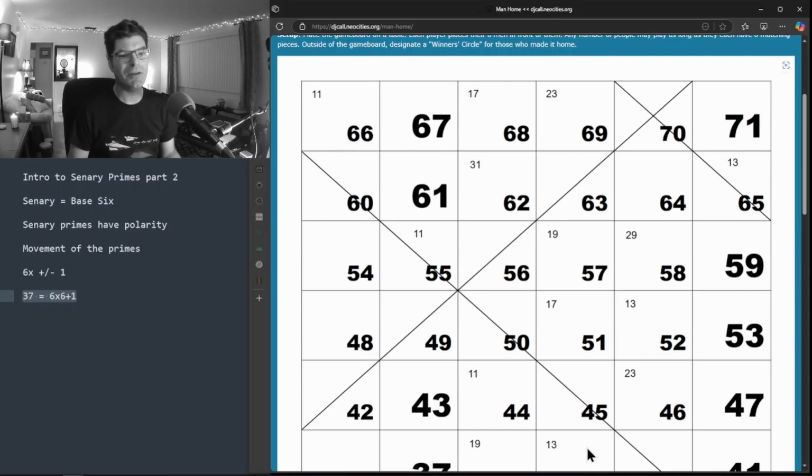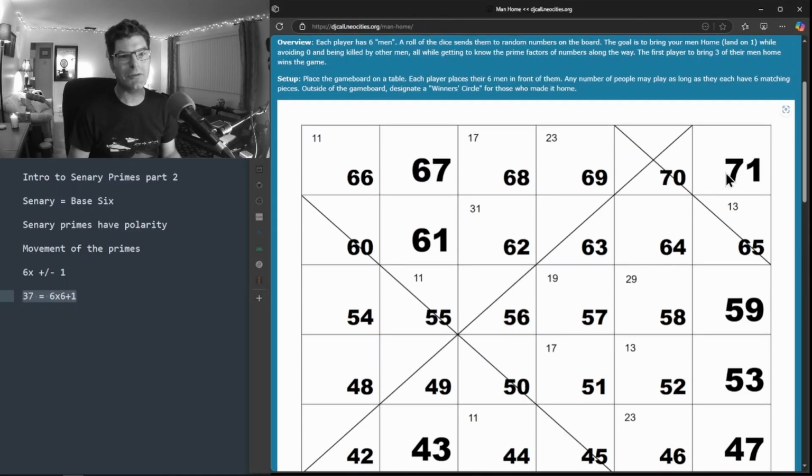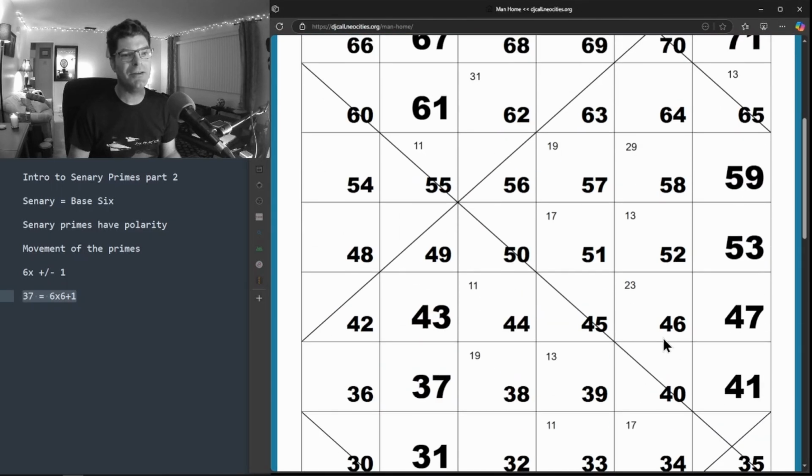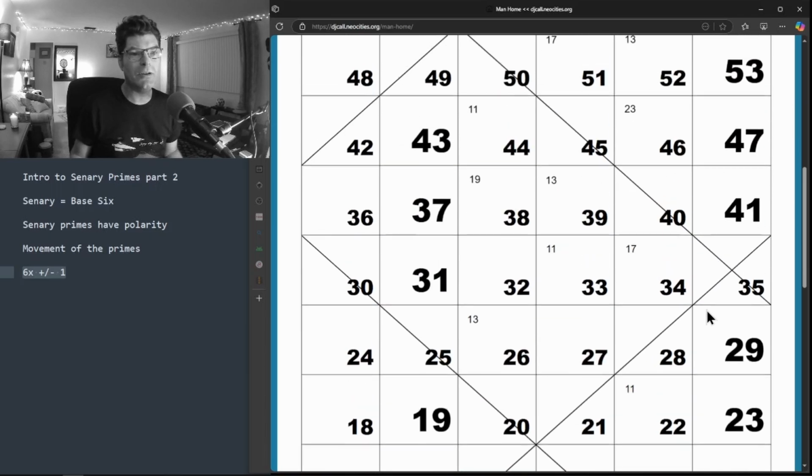And now we're starting to get prime numbers that we're not going to see their multiples anymore because this only goes up to 71. So that's pretty much it. That's how all the primes move. They are some multiple of 6 plus or minus 1, and that's how they would move in a Senary situation like this. So we can see next we've got 41 and 43.